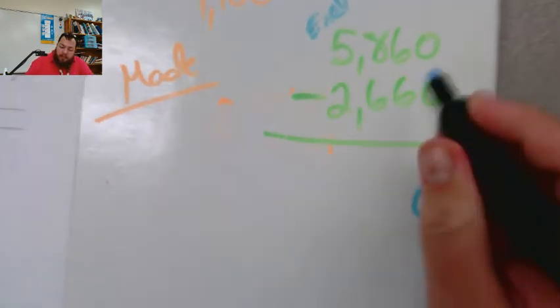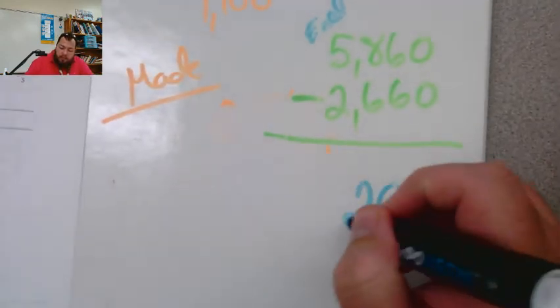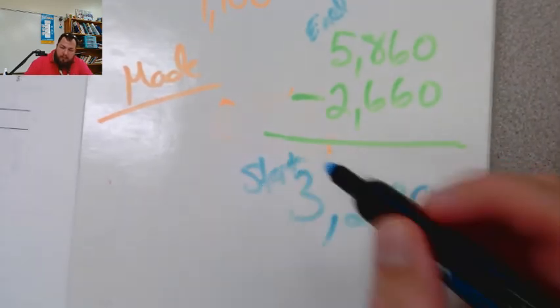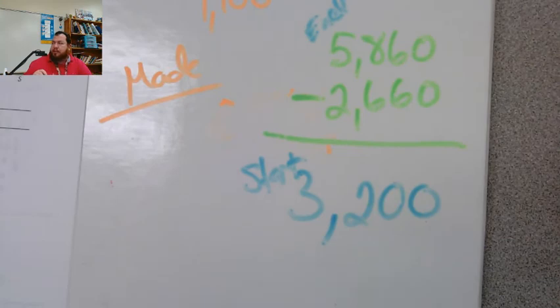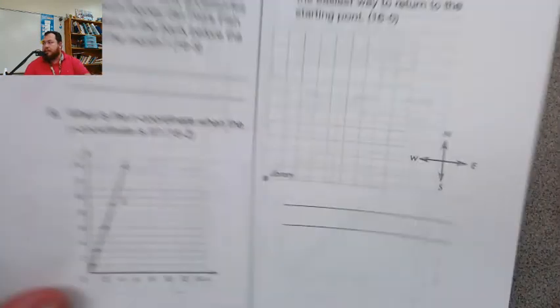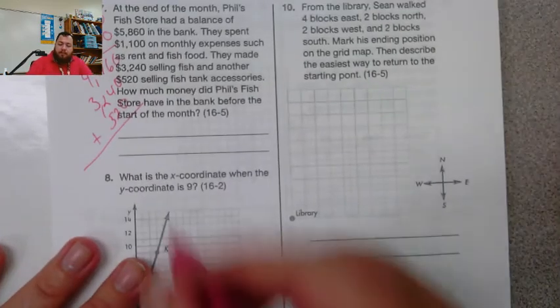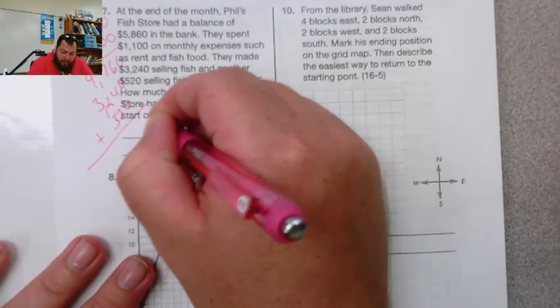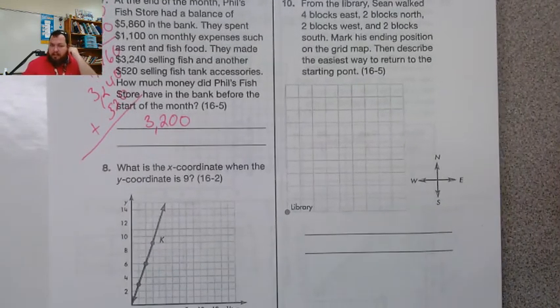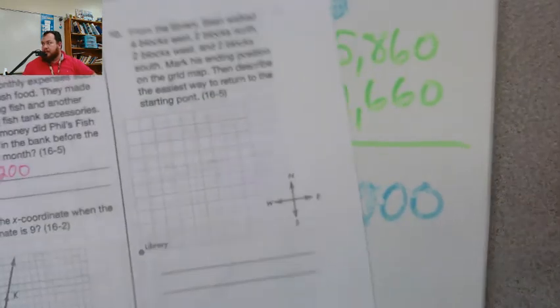So we're going to have 0, 0, 2, and 3. So we started the month with 3,200. That was a tricky question. So let me go ahead and fill in my answer. My answer for number 7 would be 3,200. Okay? My final one I'm going to do before I hop off, unless anybody has any questions, is I'm going to work out number 10.